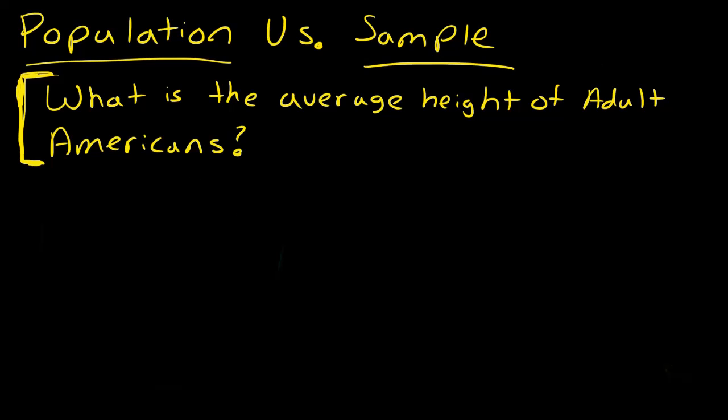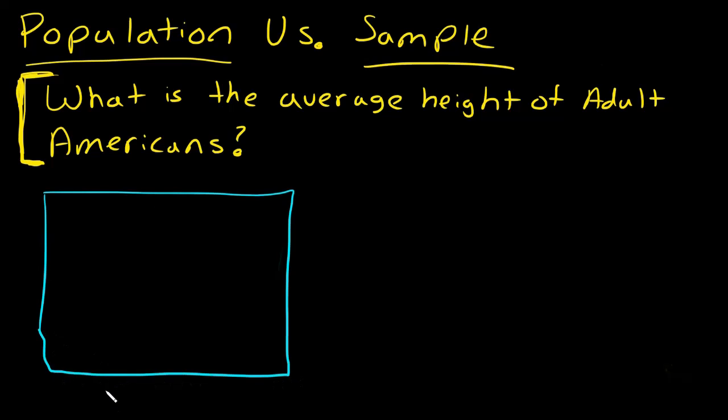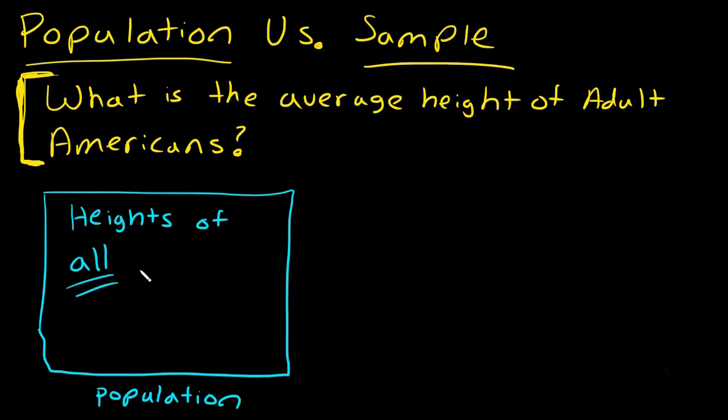What data do you need to answer this question of what's the average height of adult Americans? Well, ideally, you would have the height data for all adult Americans. So let me draw a box here. This is our population. The population is a complete collection of all possible data. So we would have the heights of all adult Americans.